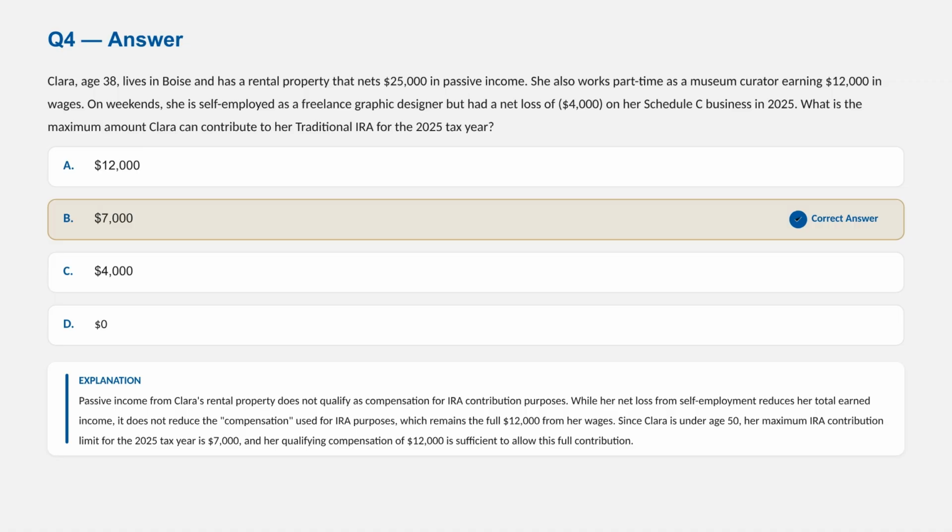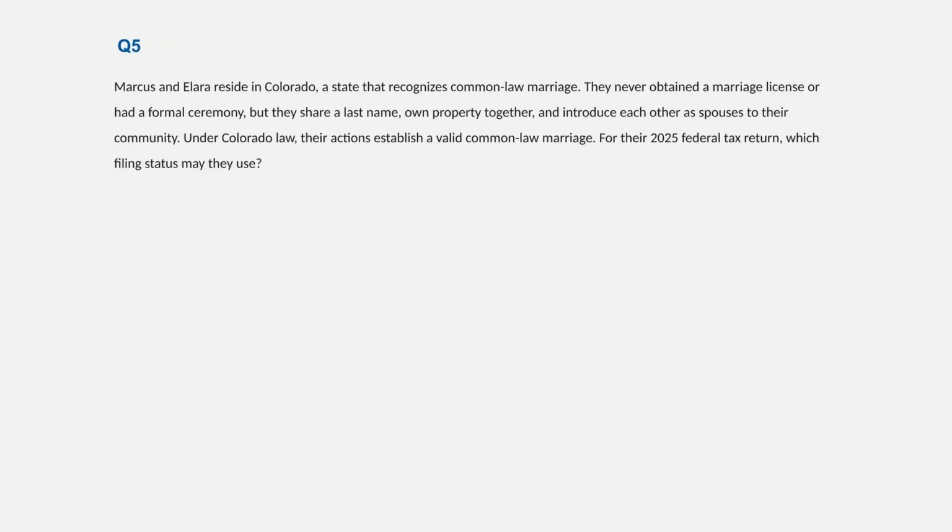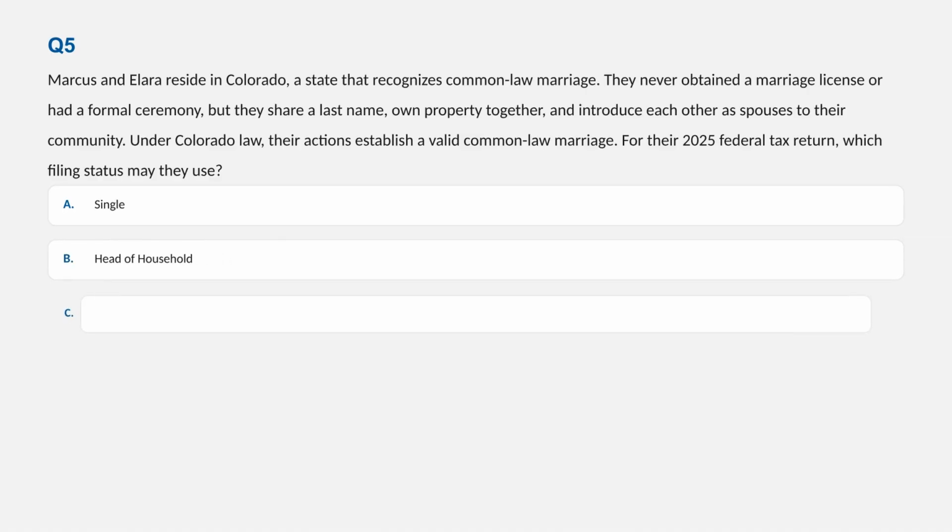Since Clara is under age 50, her maximum IRA contribution limit for the 2025 tax year is $7,000 and her qualifying compensation of $12,000 is sufficient to allow this full contribution. Great, now let's move to our next question. Alright, let's move to question 5.